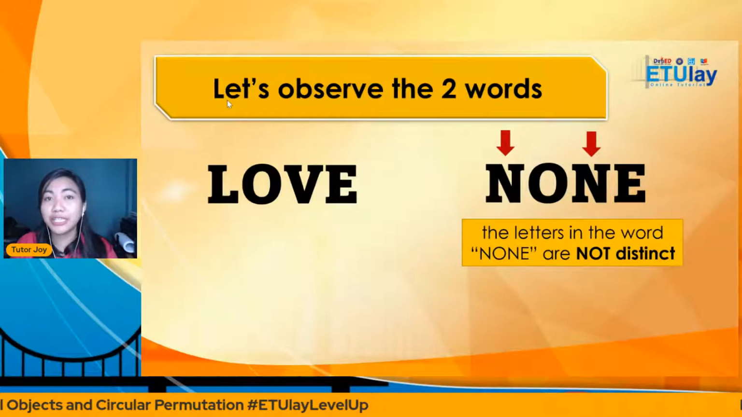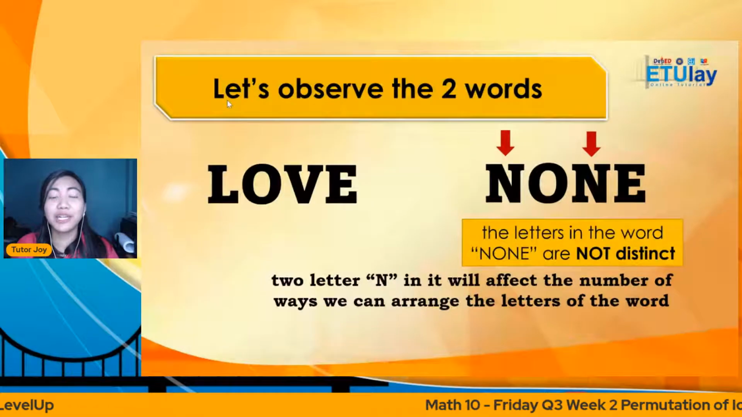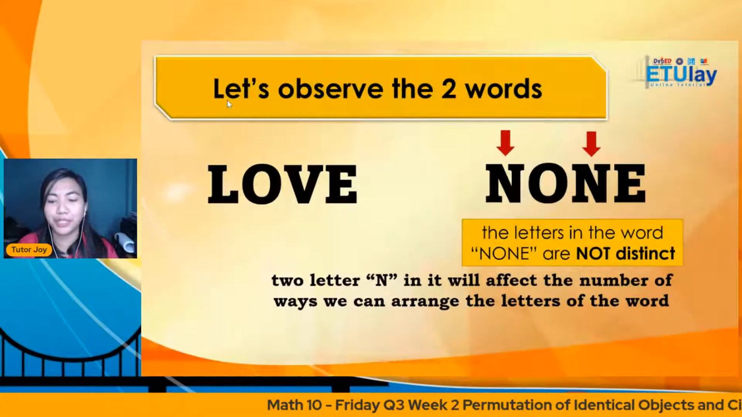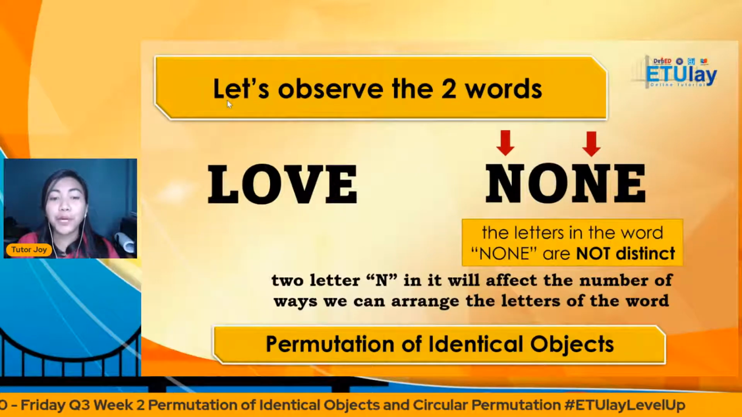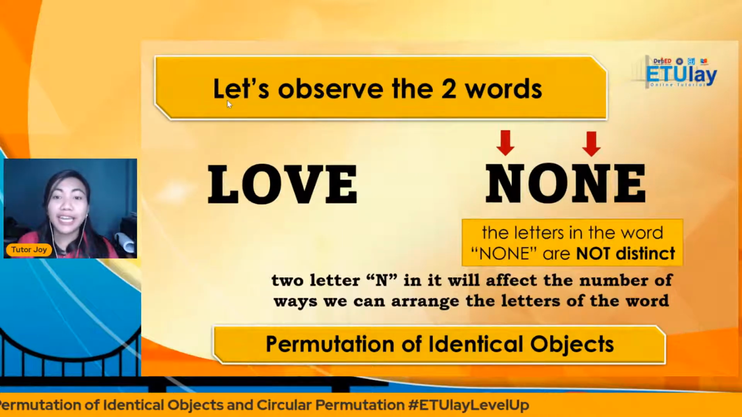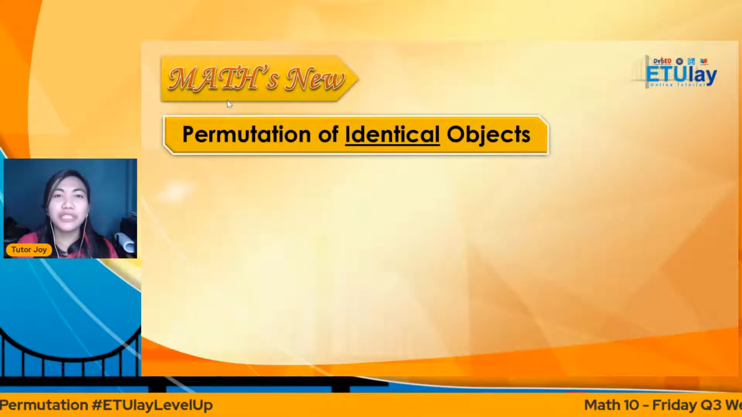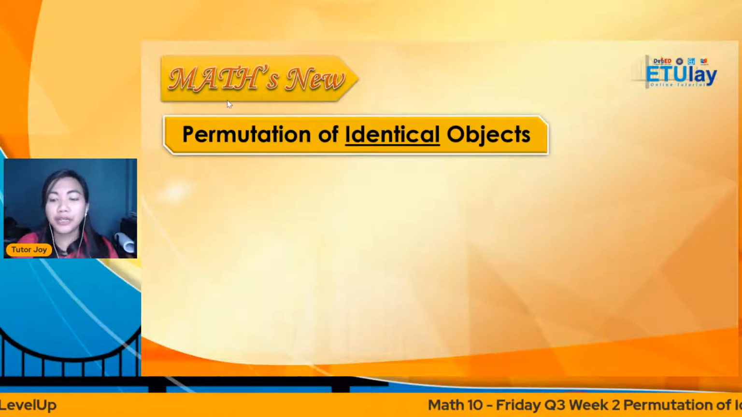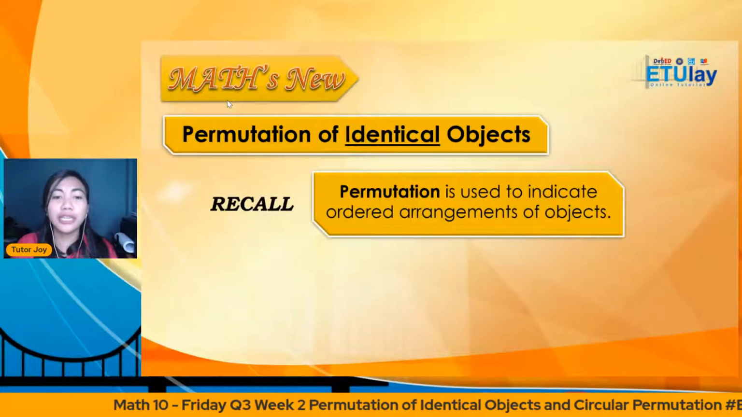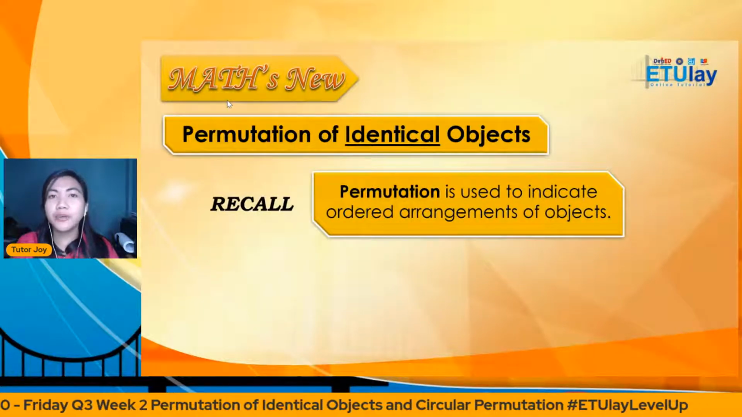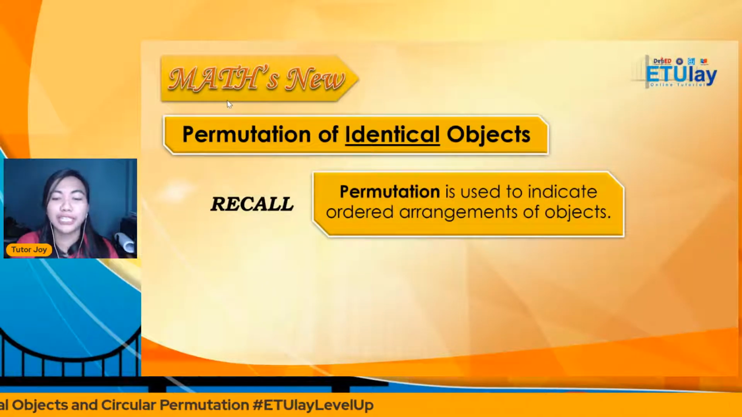And when we encounter this kind of situation, 2-letter N here will actually affect the number of ways we can arrange the letters of the word. And when that happens, we are actually talking about what we call permutation of identical objects. Identical kasi merong pagkakaparehas. Okay, we need to recall, sinabi natin nung nakaraang week, permutation is used to indicate ordered arrangement of objects. Meaning, we are arranging objects at binibigyan natin ng halaga yung pagkakasunod-sunod ng mga objects na to.